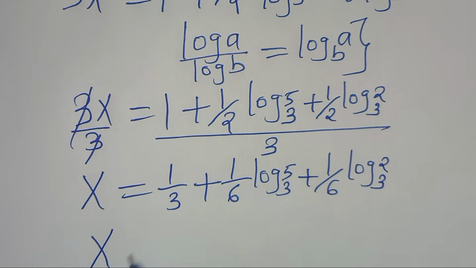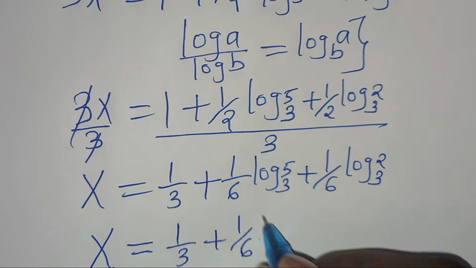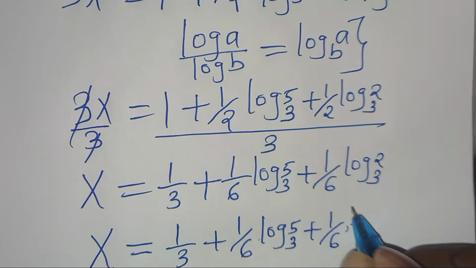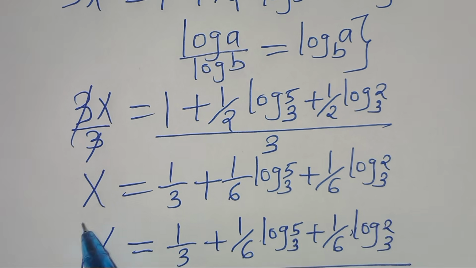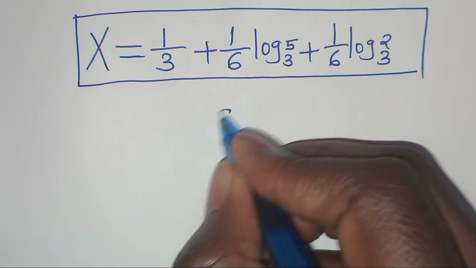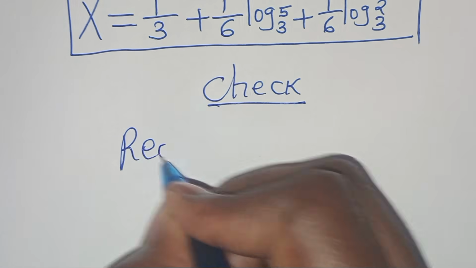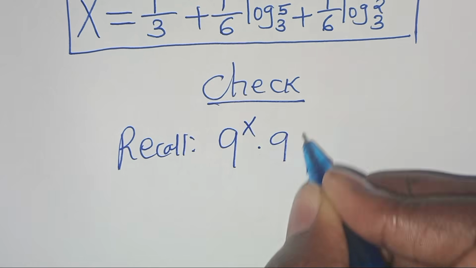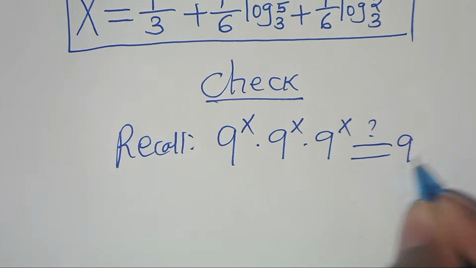So this means that x is equal to 1 over 3 plus 1 over 6 log 5 to base 3, then plus 1 over 6 log 2 to base 3. So this is the value of x. So let's check if this value of x satisfies the equation. Now, if you recall, we have that 9 to the power of x times 9 to the power of x times 9 to the power of x should give us a value of 90.